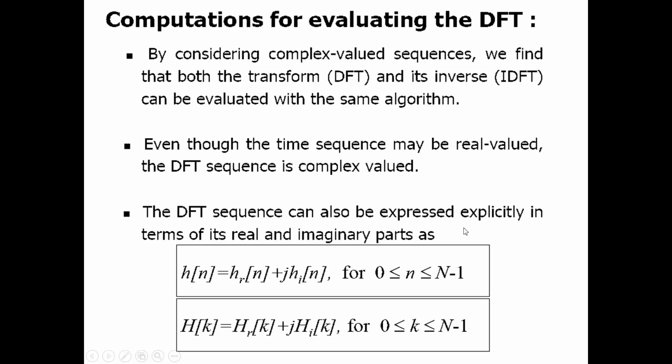The DFT sequence can also be expressed explicitly in terms of its real and imaginary parts. Let's say h[n] is the discrete time sequence. It can be expressed in real and imaginary parts, h_R[n] plus j h_I[n]. So these two are the real and imaginary components of h[n]. And H[k] can also be represented in terms of real and imaginary components. In this case, the small n varies from 0 to capital N minus 1, and for frequency sample values, k varies from 0 to capital N minus 1.